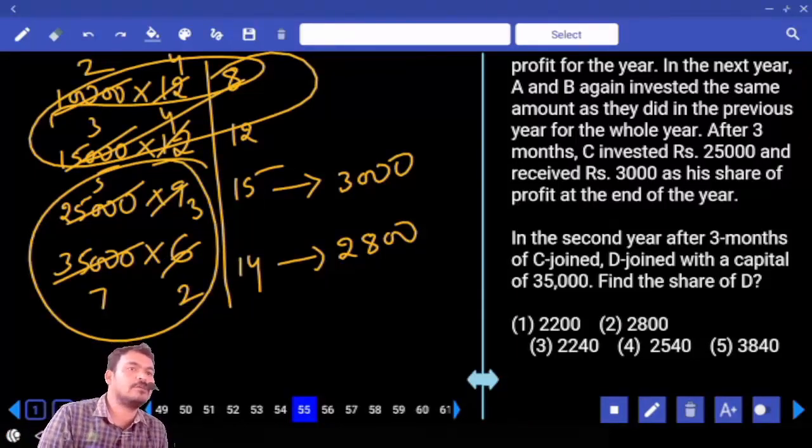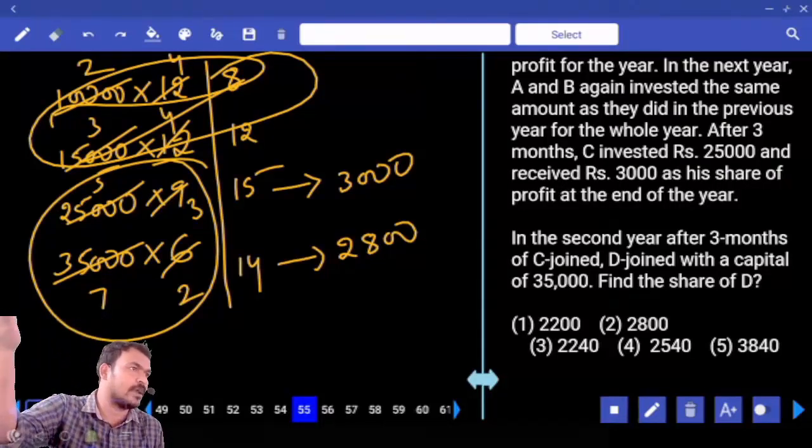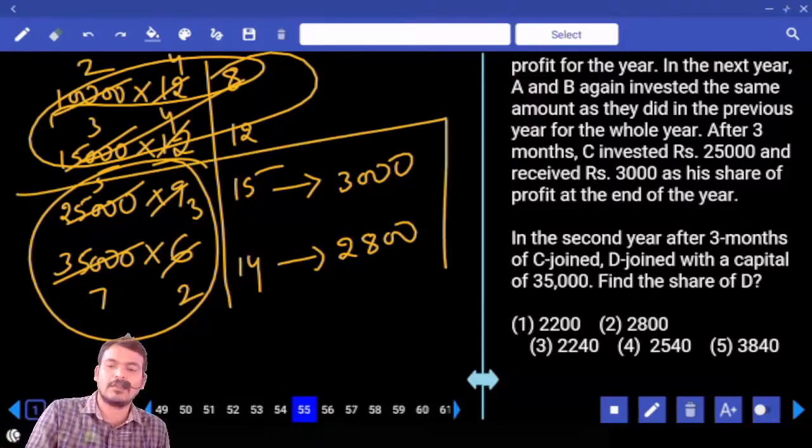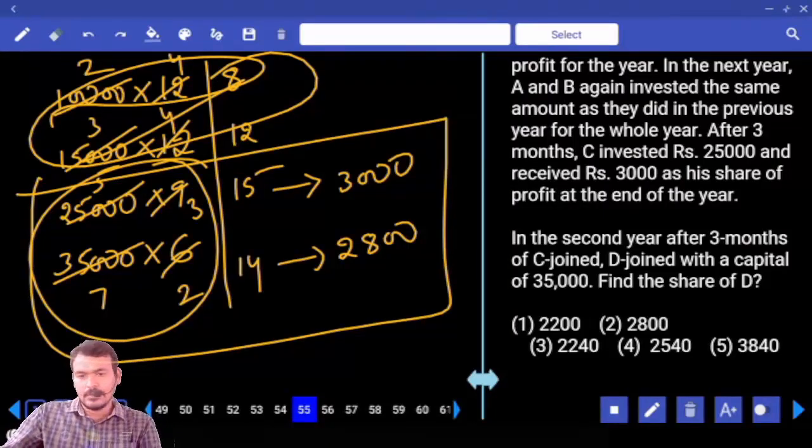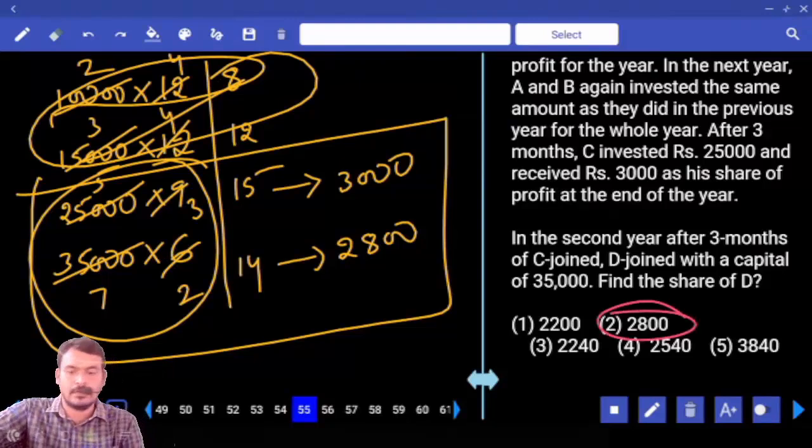What is C's investment? 25,000. Used for how many months? 9 months. What is D's investment? 35,000. Used for how many months? 6 months. Okay, then C's profit is already given, so we are getting which profit? D's profit. Only C and D are required, A and B values are not required. What is the answer? 2,800.